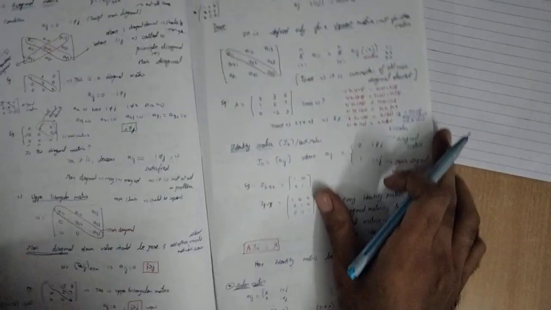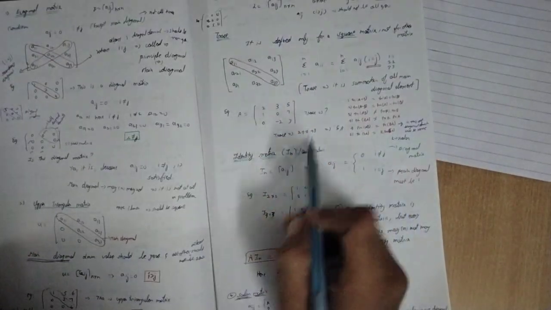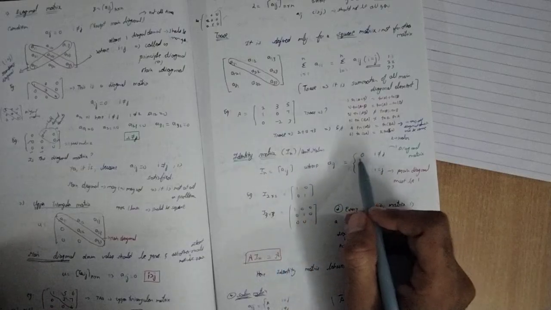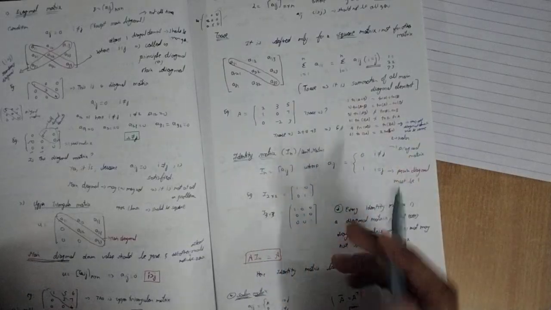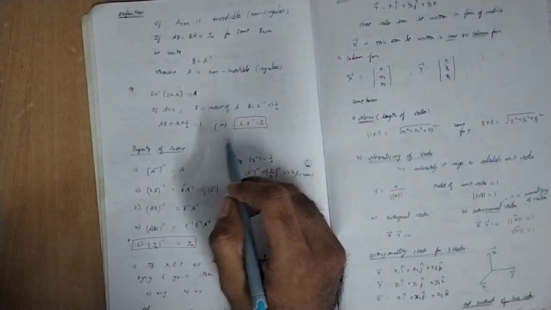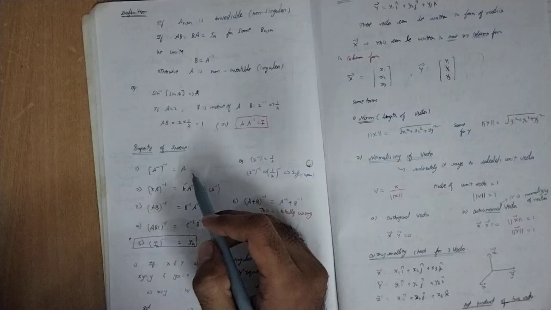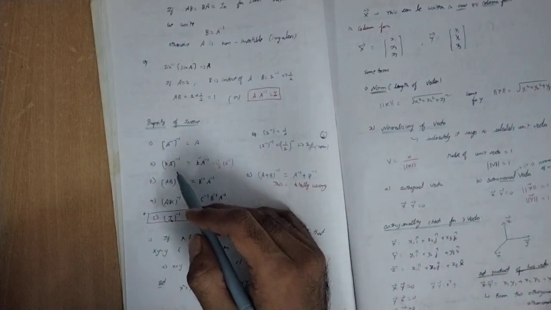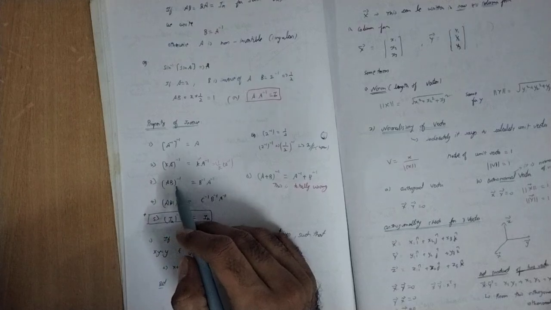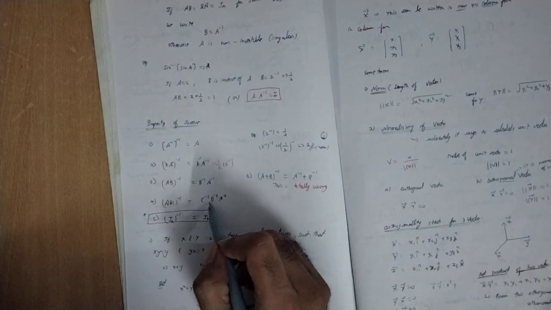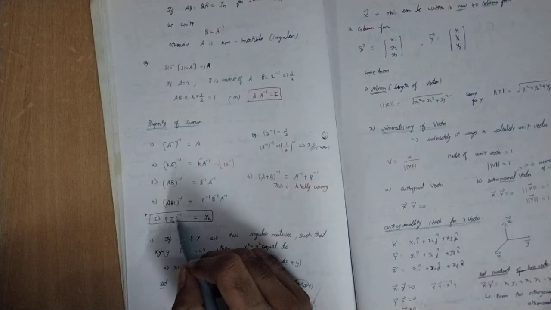Next, the identity matrix: Aij equals 1 on the diagonal and 0 elsewhere, like 1 0, 0 1. Then A times A inverse equals I. The inverse of A inverse is equal to A. For K times A inverse, K is just a constant, so it is 1 by K times A inverse. The inverse of AB is B inverse A inverse. The inverse of ABC is C inverse B inverse A inverse. I inverse is just I only.